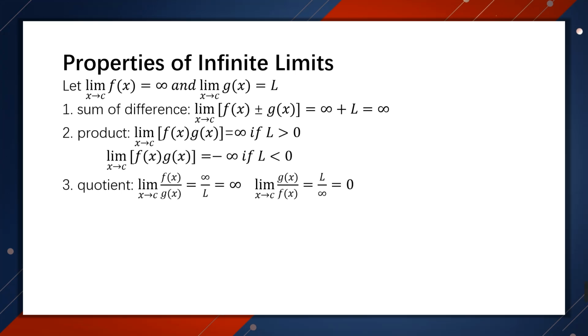The third one is the quotient. The limit of g of x over f of x as x approaches c equals the number L over infinity, because the denominator is infinite, so the final result is 0. On the other hand, when the limit of f of x over g of x is infinity over the number L, we could see the result is positive infinity.